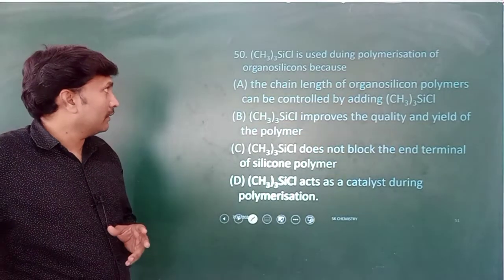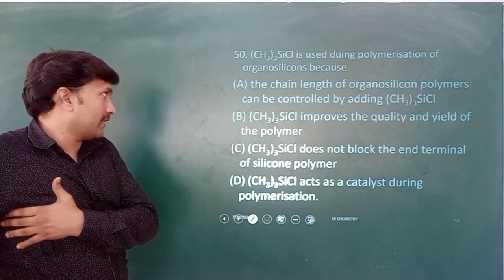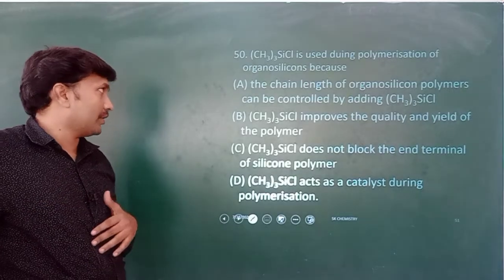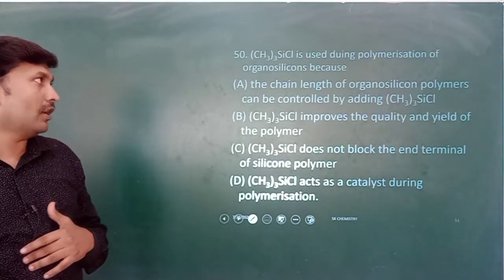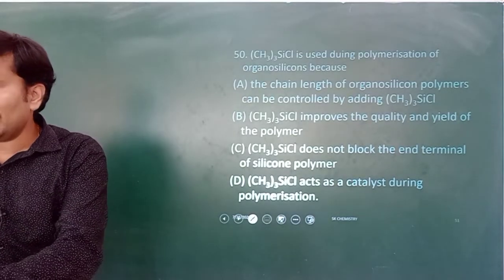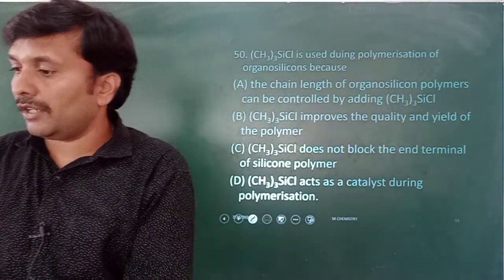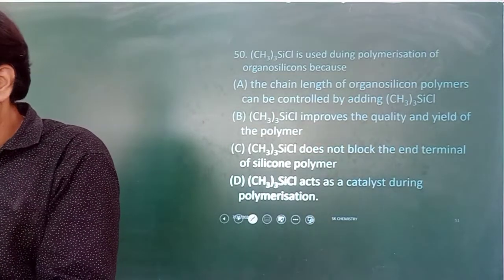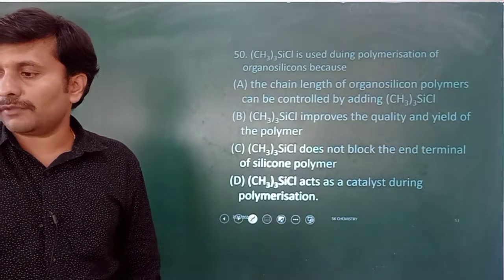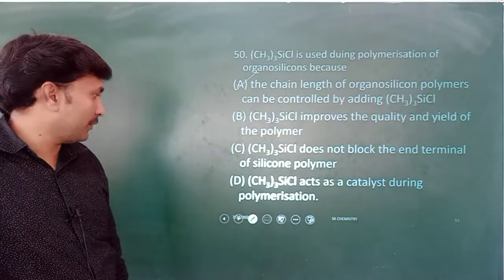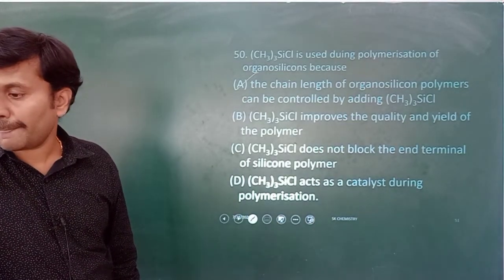CH3 thrice SiCl is used during polymerization of organosilicons because the chain length of organosilicon polymers is controlled by adding it. Straightforward conceptual. It is the first option. Next.